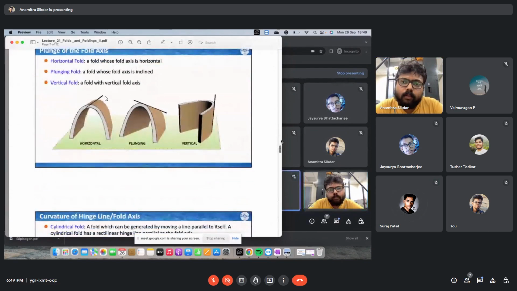Yes, sir. And depending on the fold axis also, we can classify the folds. So when the fold axis is horizontal, we call them horizontal fold. When the fold axis is plunging, we call them plunging fold. And we have, just one second.